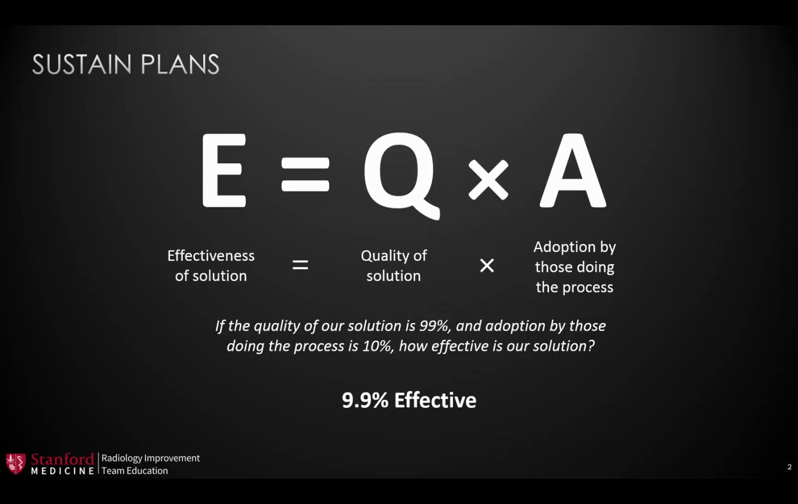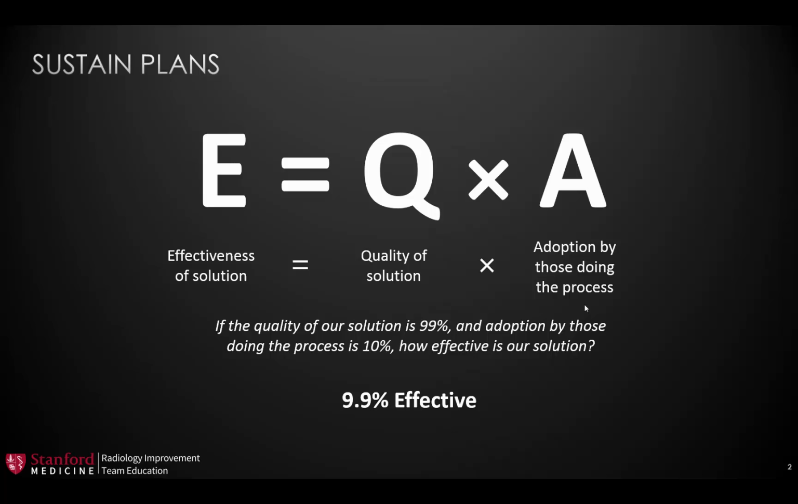Well, someone might say, Jake, I came up with this great solution. It's going to work. I love it. Well, the adoption by those actually doing the process is really low. And because it is, you have a very ineffective solution. So this equation brings up a whole new point for your project, and that is there's something else to think about other than just coming up with a good solution. There's those that are doing the process that are going to need to adopt this idea that you're going to work so hard on. And we need to figure out ways to make that happen.